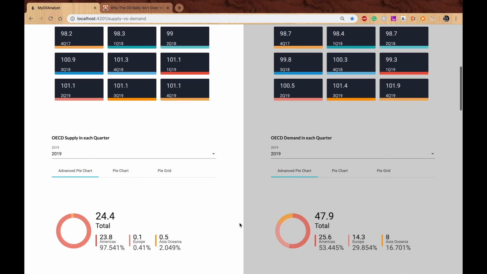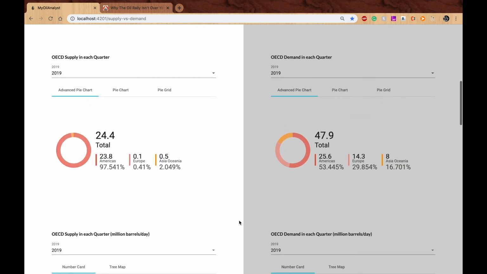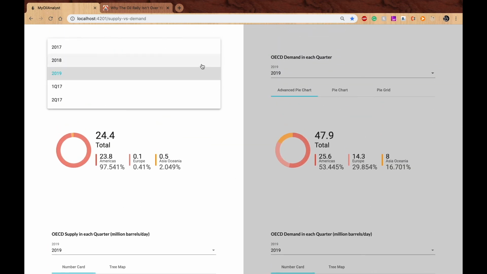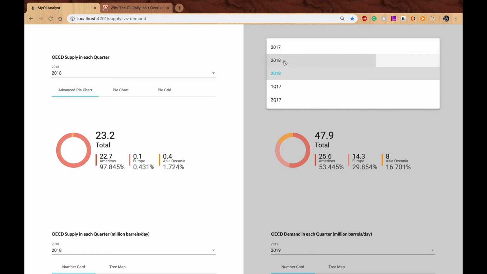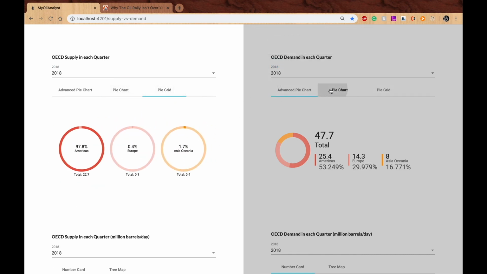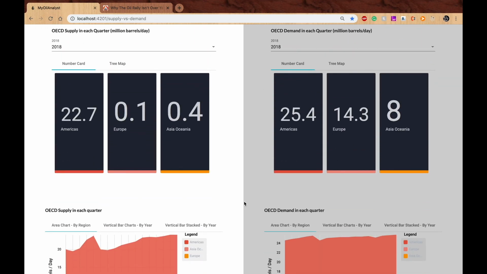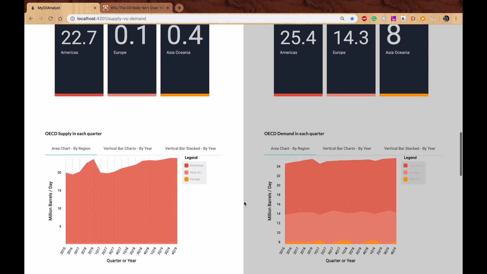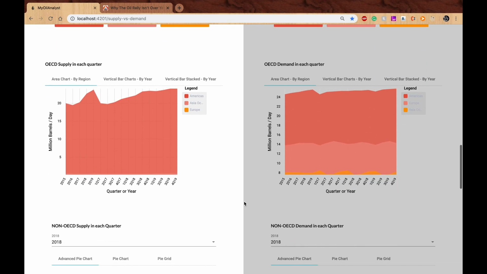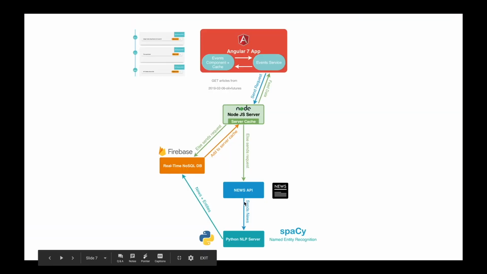Down in the page, we have more data related to supply and demand of OECD and non-OECD regions for different years. For example, here we can choose 2018 and select a favorite type of visualization, either a pie chart or a pie grid. While I am scrolling through this page, you can observe that further analysis can be performed with all this data. However, I will not go too much into detail with other user scenarios in this screencast. But I would like to tell you what is behind all of this.